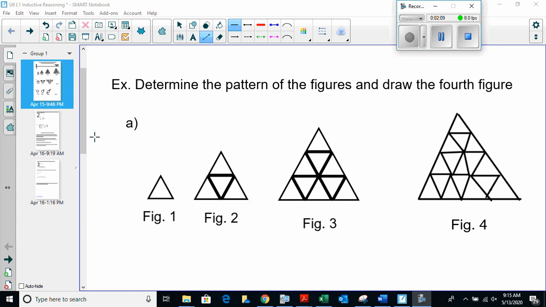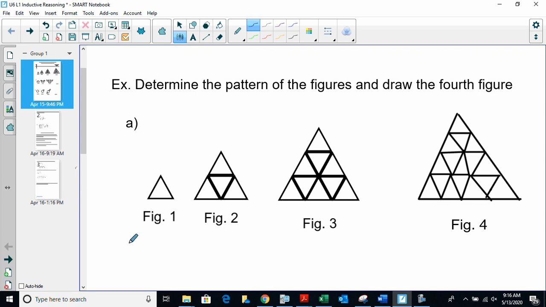So now the statement that you can have here is that, as you see on figure 1, you have 1 triangle that is pointed up. On figure 2, you have 2 triangles that are pointed up. On figure 3, you have 3 triangles at the base pointed up. And on figure 4, you have 4 triangles at the base pointed up.